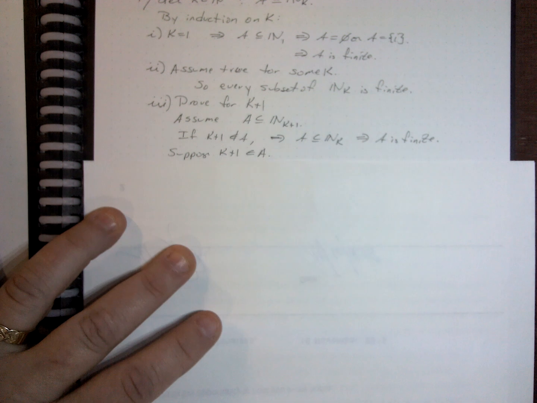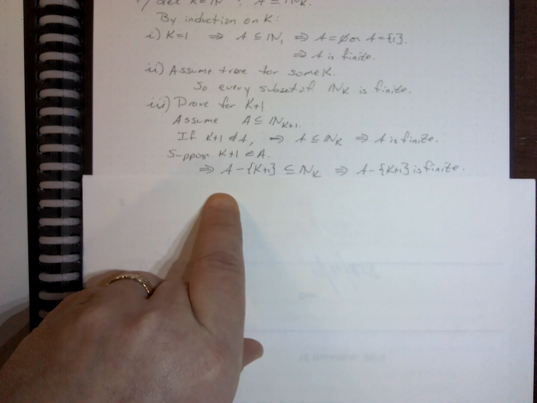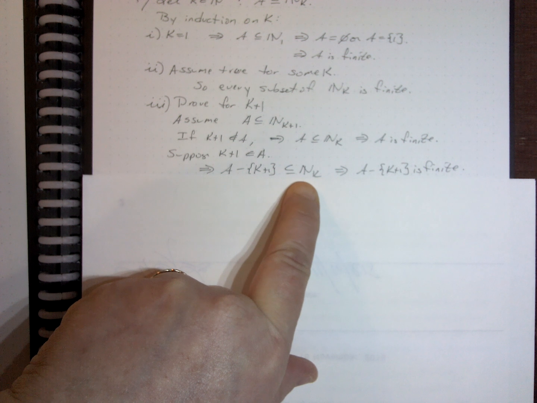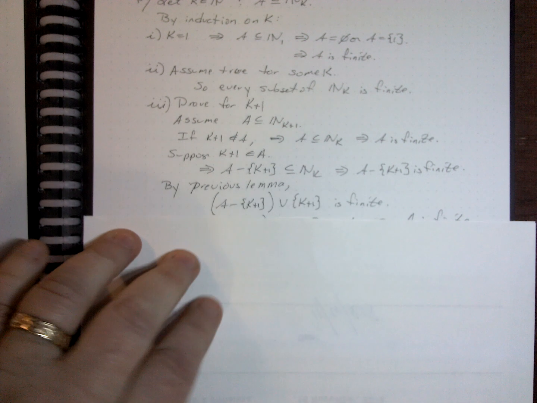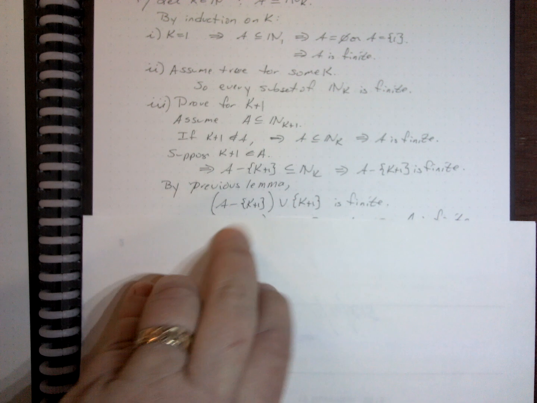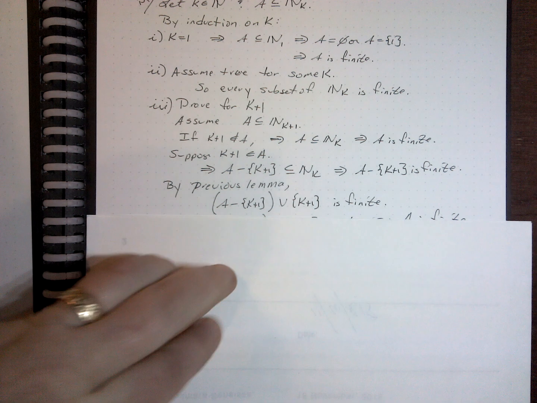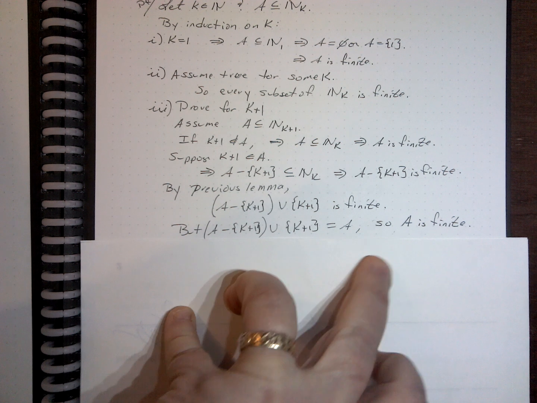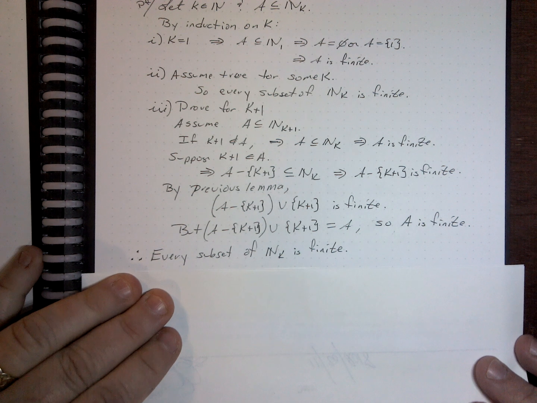Well, I'm going to pick it off. I'm going to note that if I remove that element, A minus that element is now a subset of n sub k, which means it's finite. By the previous lemma, if I add an element that's not in a set to the set, it's still finite. So A minus the set containing k plus 1, union the set containing k plus 1, that's finite. But A minus the element, adding it back in, is A, which means A is finite. So every subset of n sub k is finite.